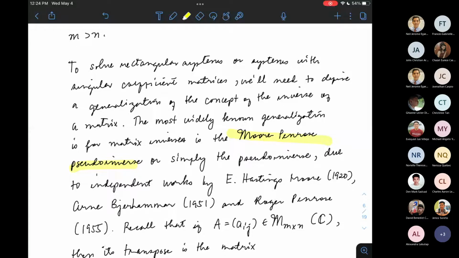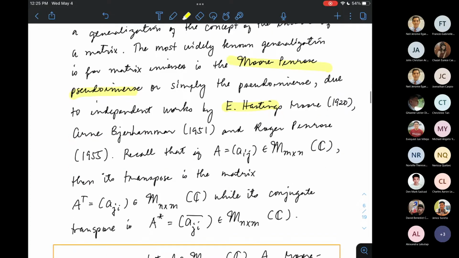At ang pinaka-widely accepted notion ng pseudo-inverse ay yung pinropose independently nina Eliakim Hastings Moore, Arne Bjerhammar, and Roger Penrose. I'm not sure about the history kung bakit nawala sa billing si Bjerhammar, but I guess it's medyo mahirap kasing banggitin yung kanyang apelido. So I will use Moore-Penrose na lang. After all, that's the popular name for the pseudo-inverse, right?